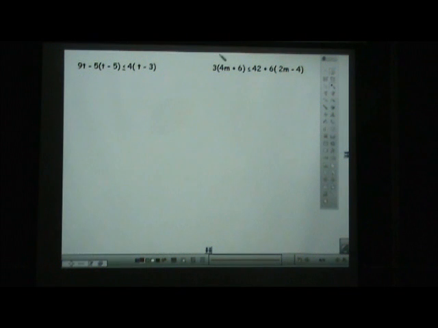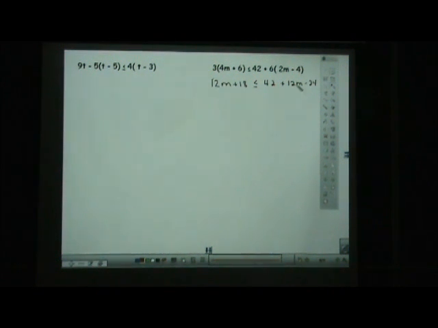Alright, a couple more we're going to try to get through. Let's first start with this one on this side. Let's take the 3 through the first parenthesis. We'll have 12m plus 18 is less than or equal to 42 plus 6 times 2m would be 12m minus 6 times 4 is 24.